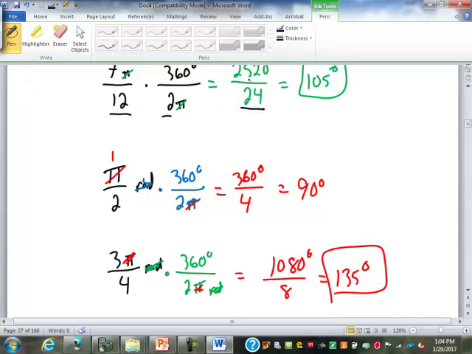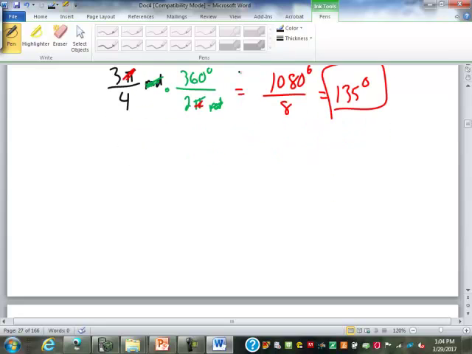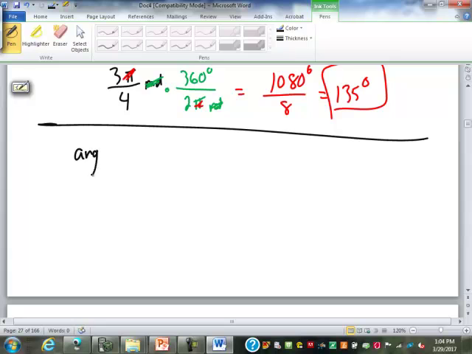One of the reasons why radians is useful is it's useful for angular distance.